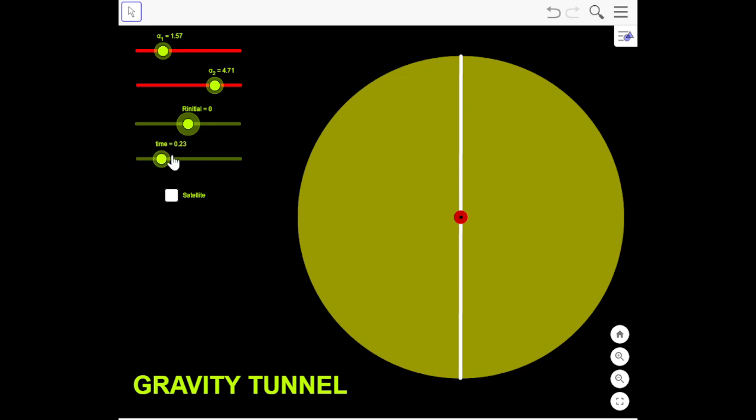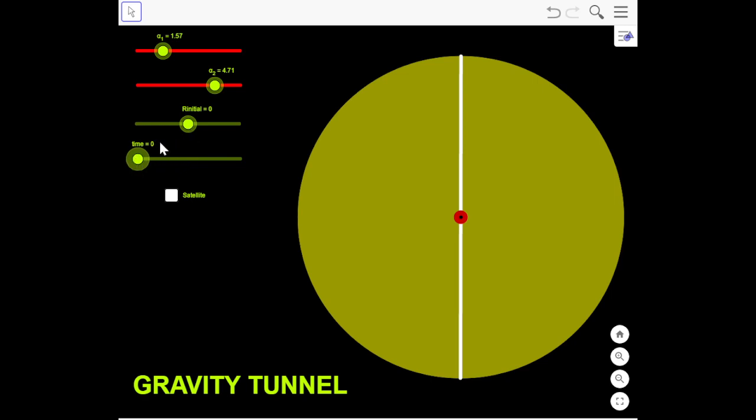Well, sure enough, see, time is running. The satellite is going. We'll get to that later. That shows you that the program is running, but it's not moving because there's no force acting on it there. All right, so let's reset.